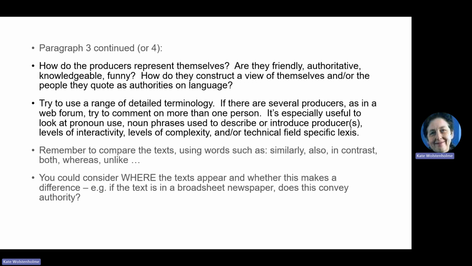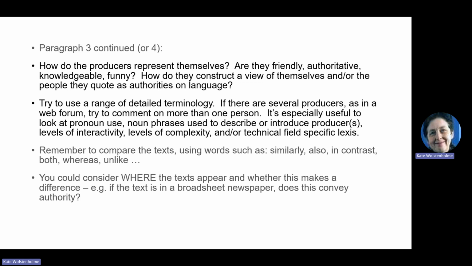You could maybe look at how the author is introduced, like is there a noun phrase like expert or psychologist or something like that, that tells the audience that they can trust this person. Generally, the producers will try and represent themselves as authoritative in one way or another, like they want the audience to know that they're qualified to speak on this issue, to say something about whatever the topic is.